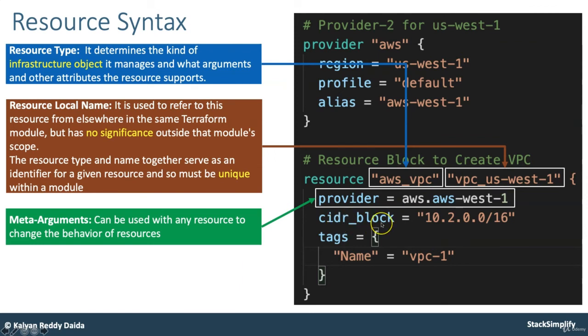The CIDR block and tags are called the arguments of this respective resource, aws_vpc. The argument name is cidr_block and the argument value is some 10.2.x.x. These are called regular arguments, which are specific to this respective aws_vpc resource type. But what is a meta argument? A meta argument can be used with any resource you are going to create using Terraform, to change the behavior of that resource.